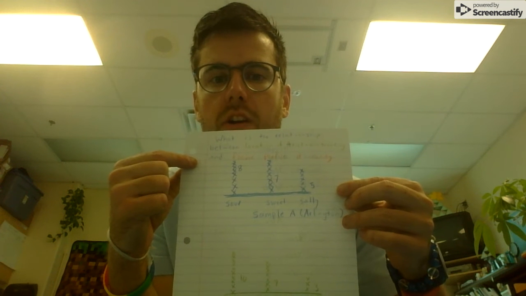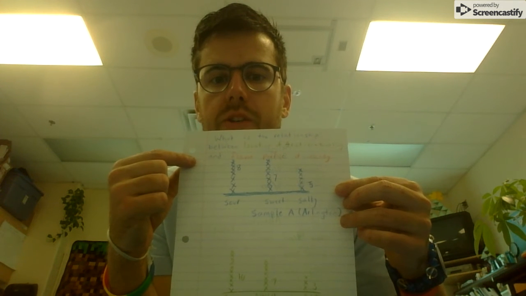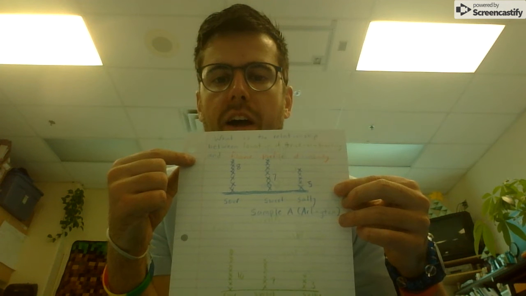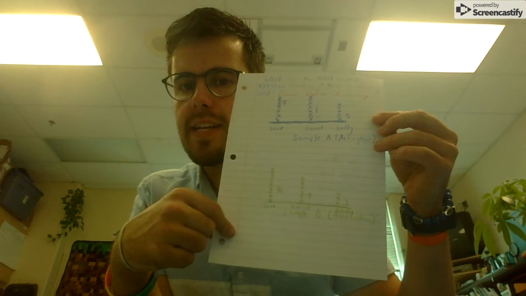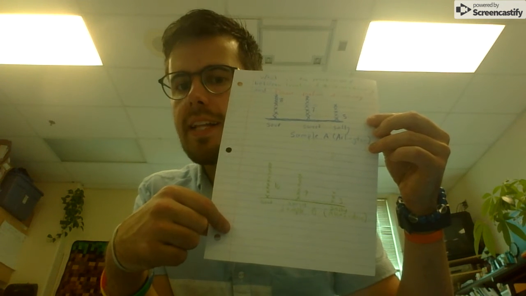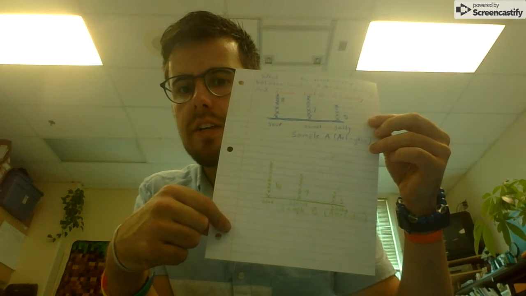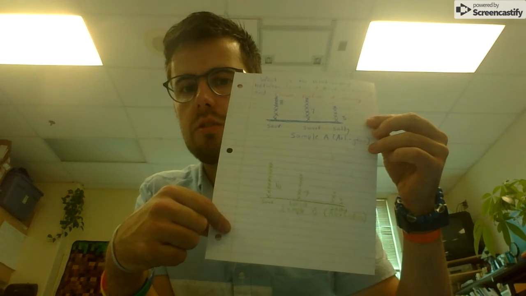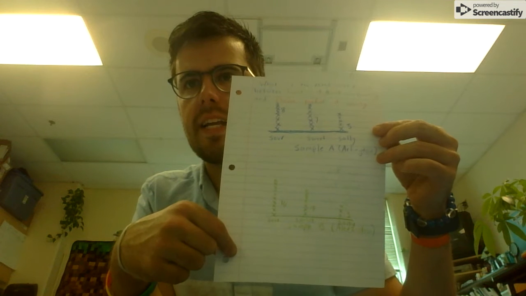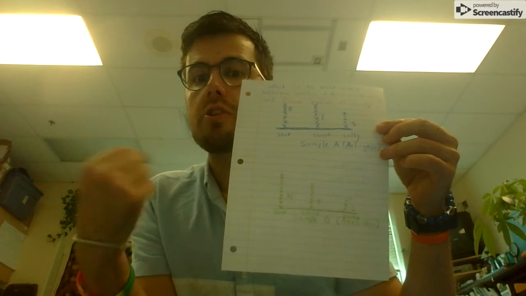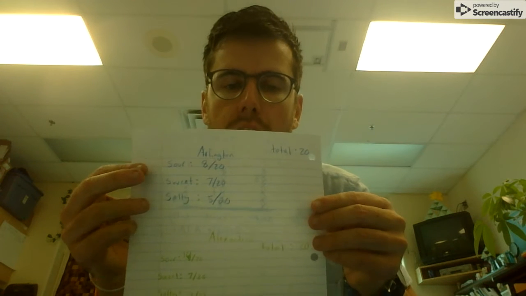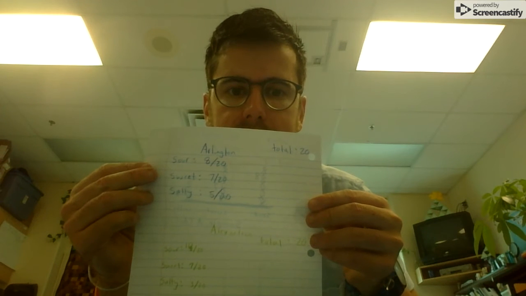Notice up here in my Arlington sample, I have 8 sours, 7 sweets, and 5 salties versus my Alexandria sample where I have 10 sours, 7 sweets, and 3 salties. All right, so we're going to use that data and we're going to find a percent or a decimal of our total for each. Okay, so flipping over to the back, here is my data set.